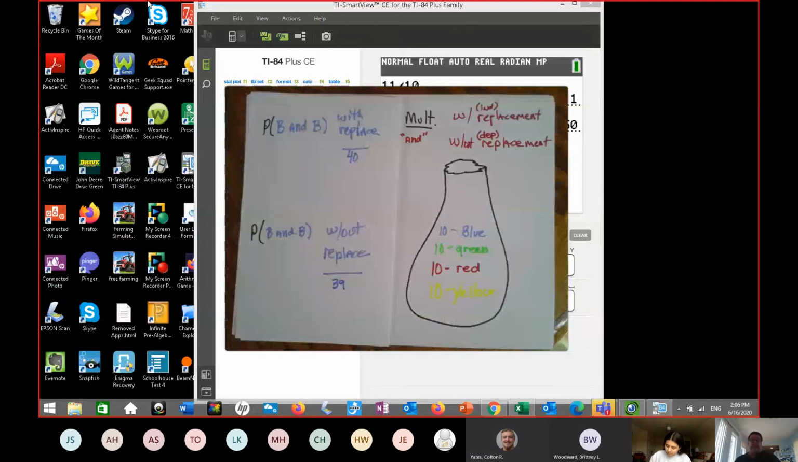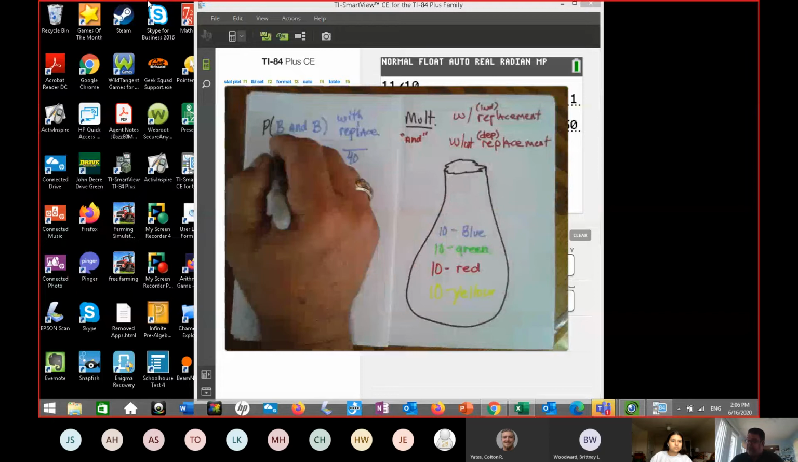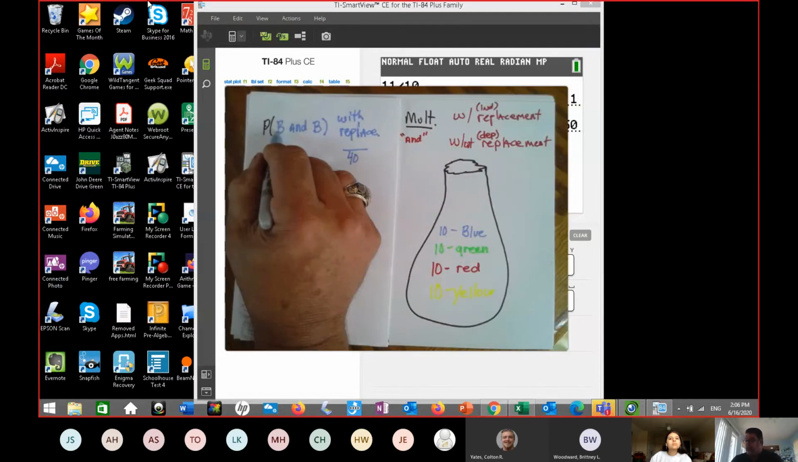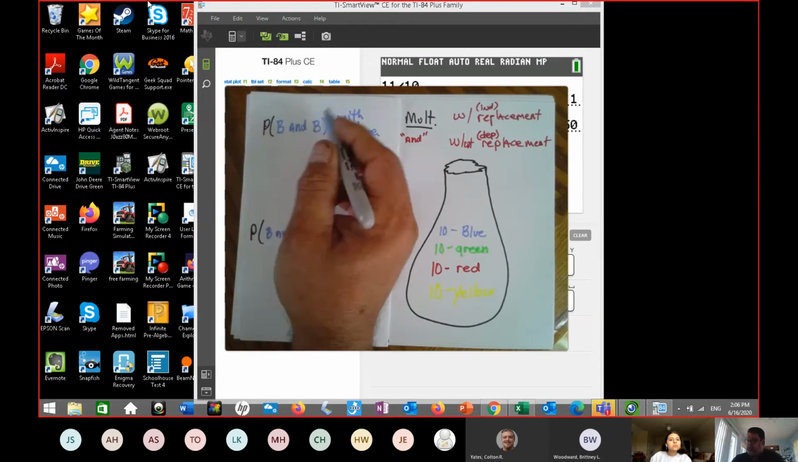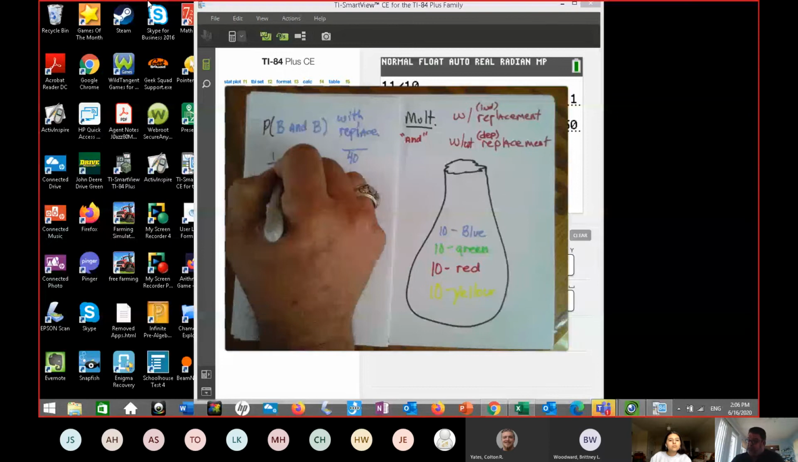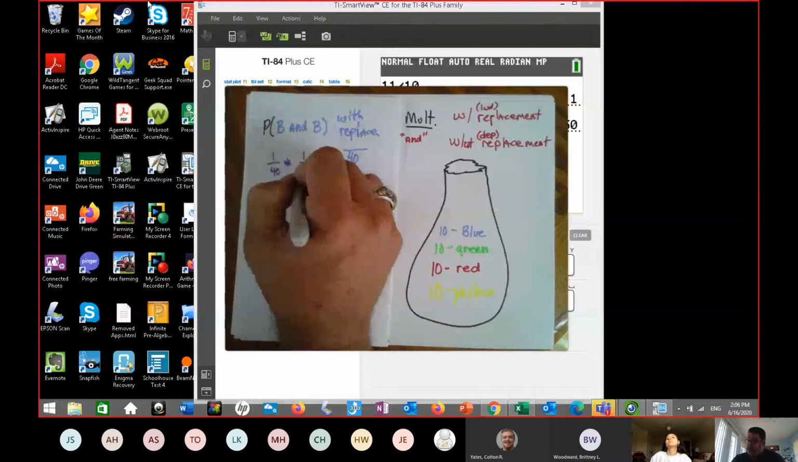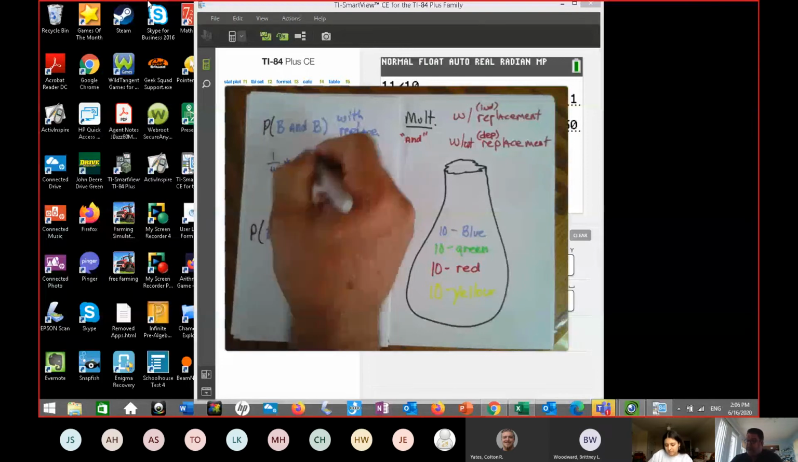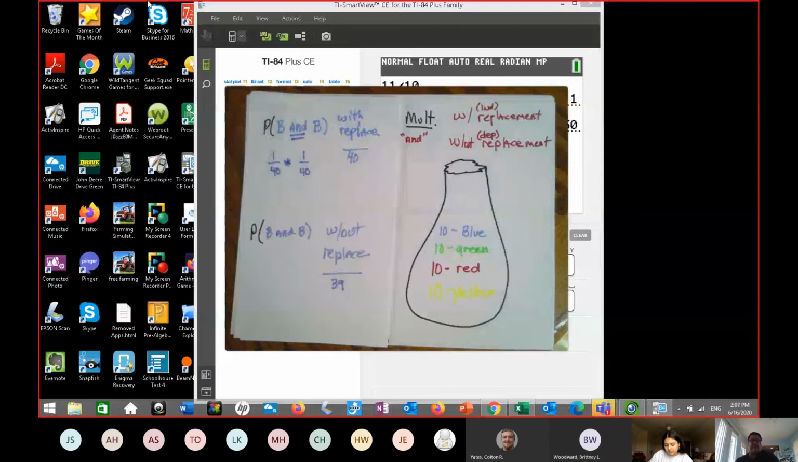39. And therefore, the probability changes. Okay, so we're going to do the first one. So that's going to be 1 over 40 times 1 over 40. And you know to use multiplication because of the "and."